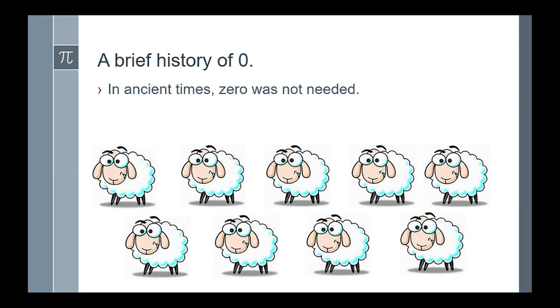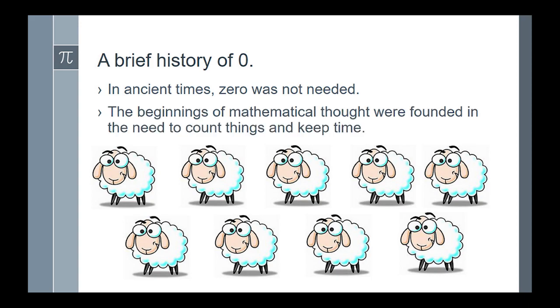So in ancient times, when we started counting and things like that, 0 did not actually exist for quite a while. Because people just needed math to count things and to keep track of time. So if you don't have any sheep, then you don't need a number to express that because you're not counting your sheep because there are no sheep to count, okay?